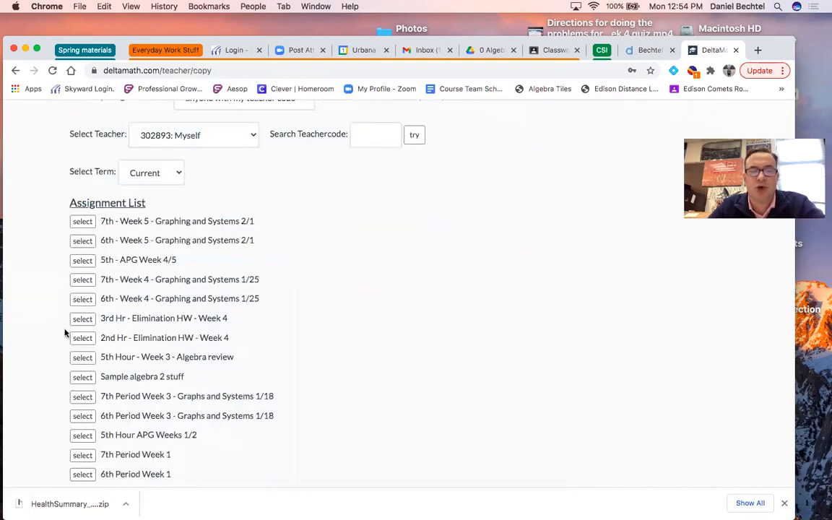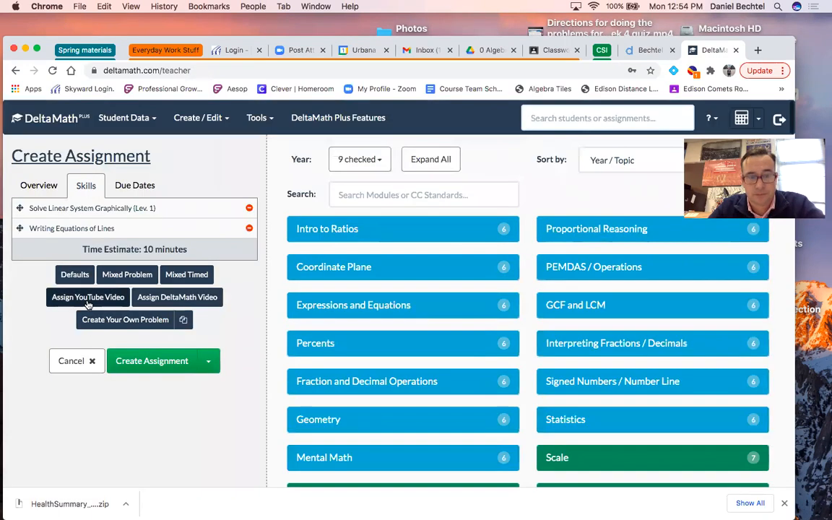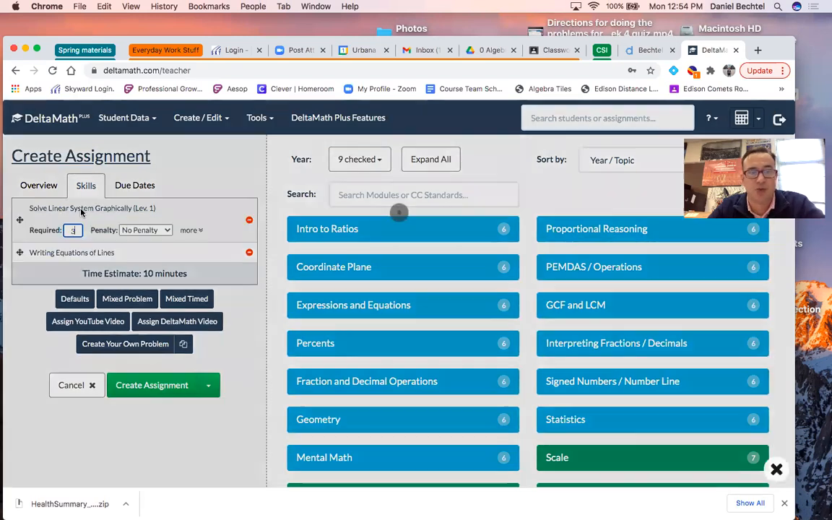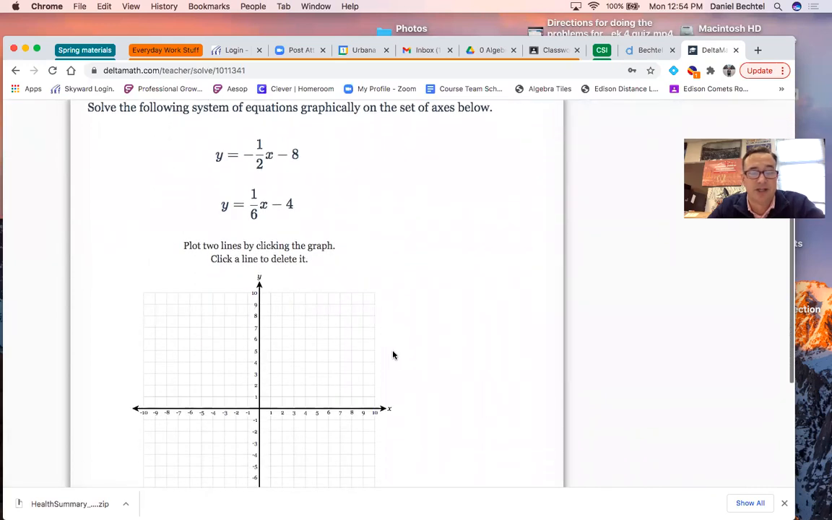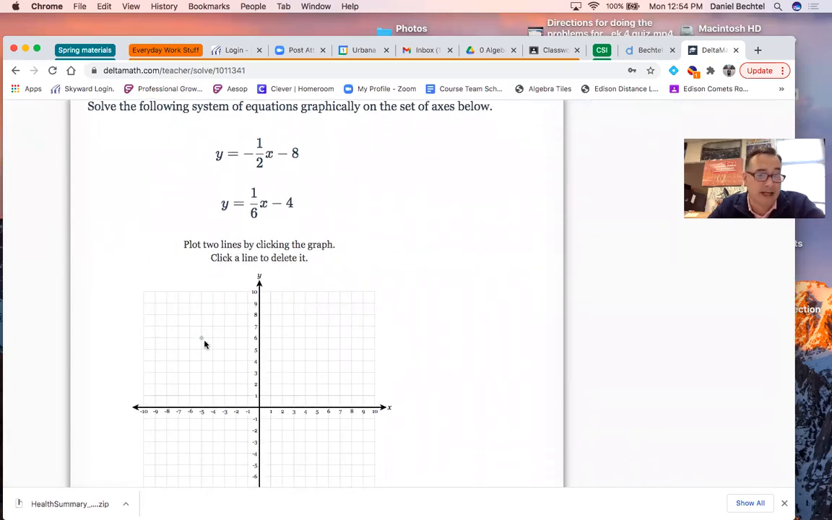Okay, so systems of equations, that would be this guy right here. And it was solve linear system graphically. This is the one where we had to kind of go through and do this together. And it asks us to plot the 2 lines by clicking the graph, click a line to delete it, and you graph both of these things.